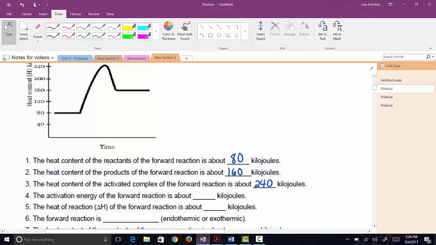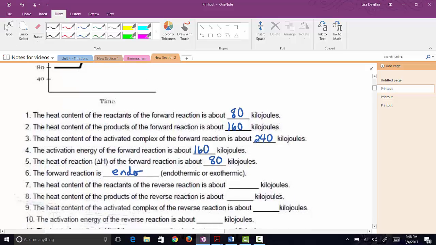Activation energy of the forward reaction is 240 minus 80, so that's about 160. The delta H is going to be 160 minus 80, so it's about 80. The forward reaction, again, this one is endothermic.